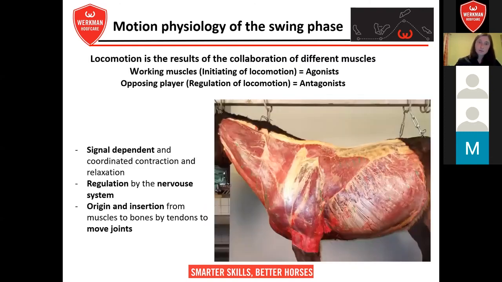And all the muscle work is more or less coordinated by the nervous system. So you usually have a working muscle and an opposing player, so agonist and antagonist, and they have to regulate the motion. And this is signal dependent. So the nervous system plays a very important role to maintain, coordinate and regulate the swing phase.